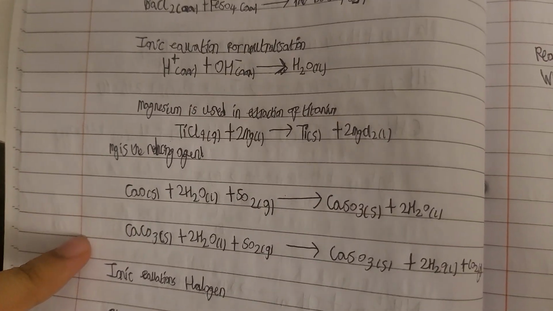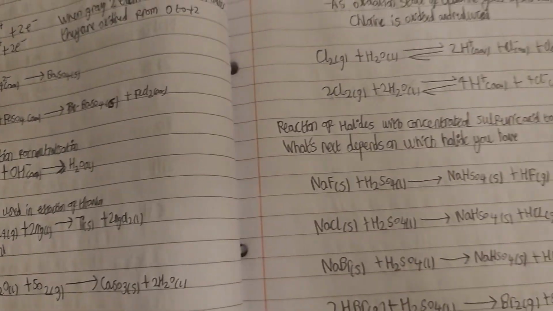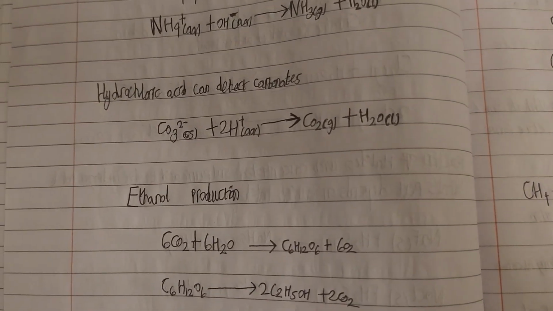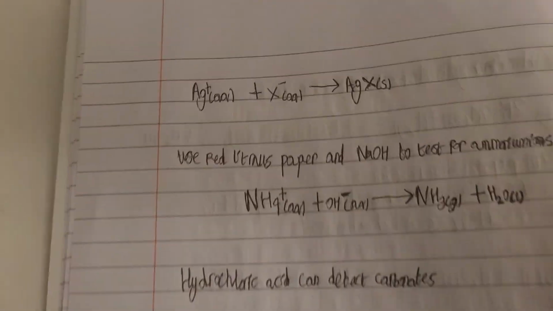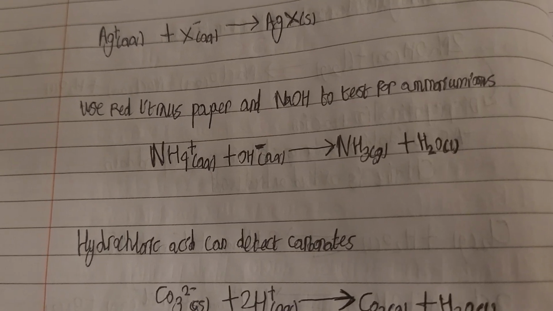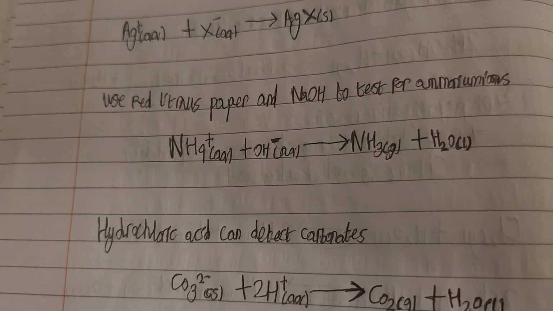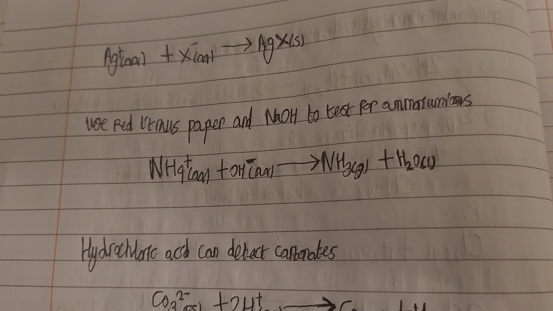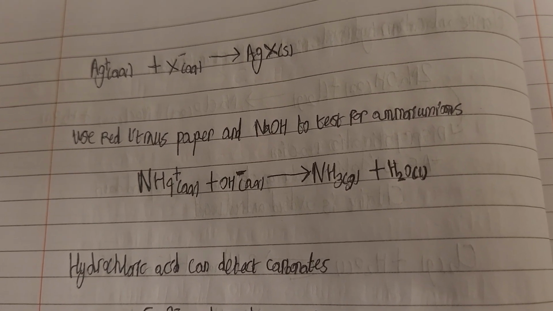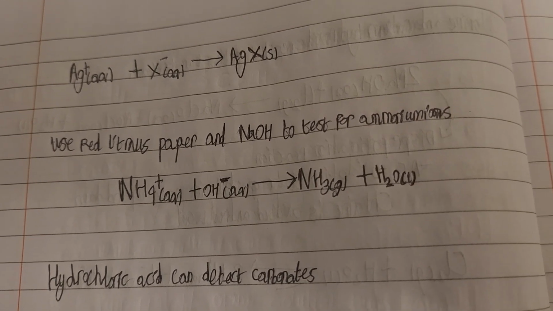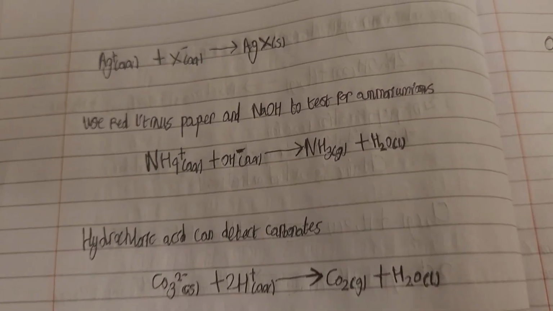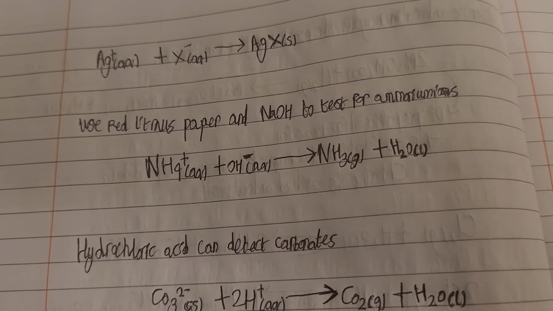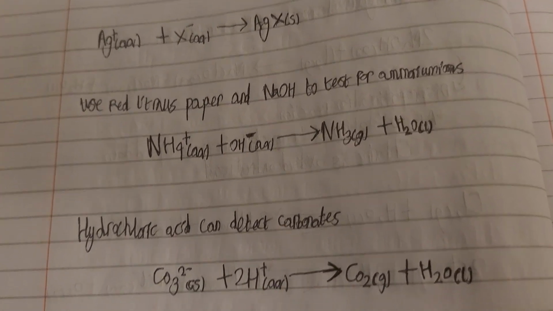This one is calcium oxide or calcium carbonate to remove SO2, and this is the group 7 with concentrated sulfuric acid. I just want to give you guys a bit of an indicator of what's going on. And in this equation, you use red litmus paper and sodium hydroxide to test for ammonium ions. So NH4+ (aq) + OH- (aq) to form NH3 (g) + H2O (l).